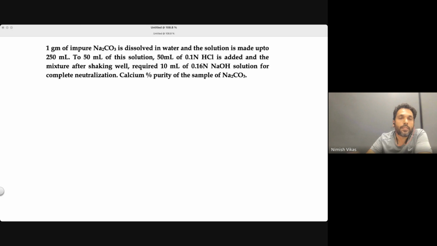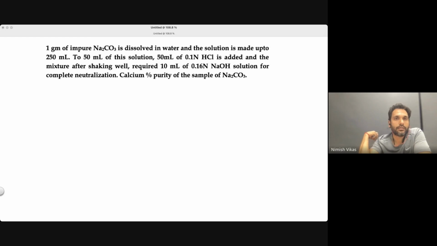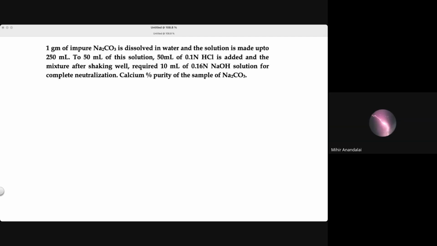This question: sodium carbonate, is it a basic salt or acidic salt? It is again like a base. Why? Because it is NaOH plus H2CO3, right? So NaOH is quite a strong base and H2CO3 is a very weak acid. So it is basic.